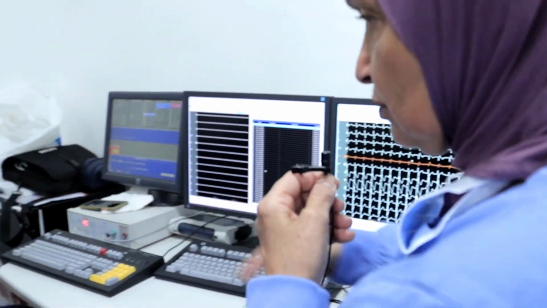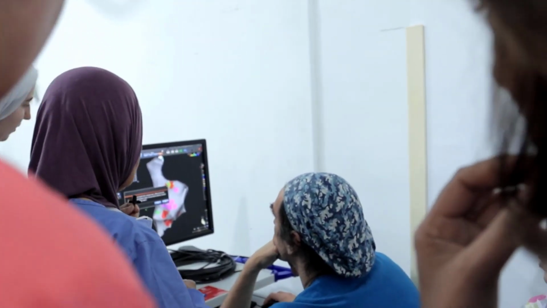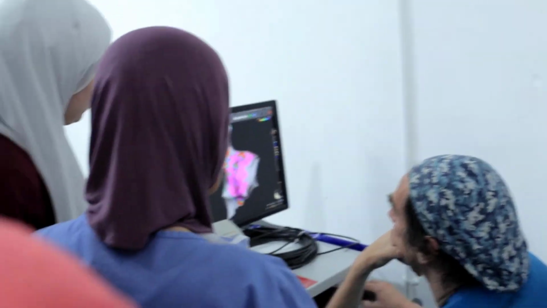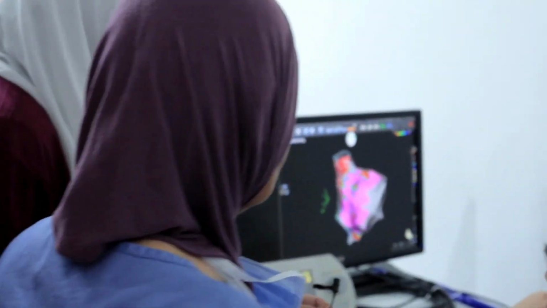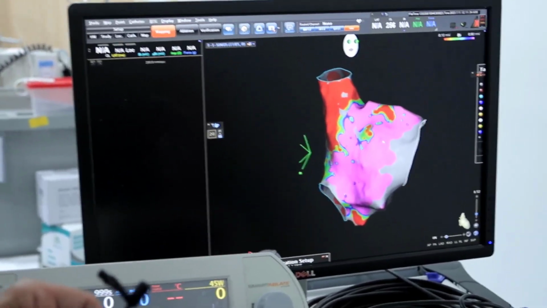So can we look at the map? Yes. Sinus, that's the first thing. This is the voltage.